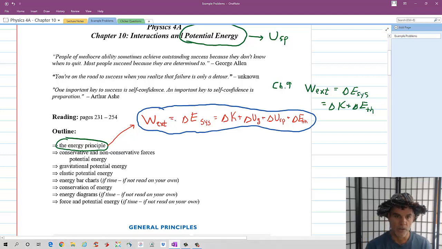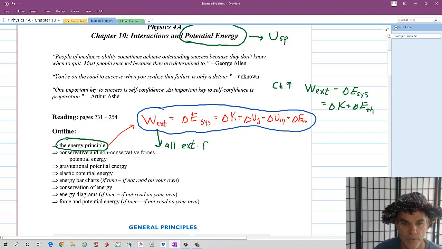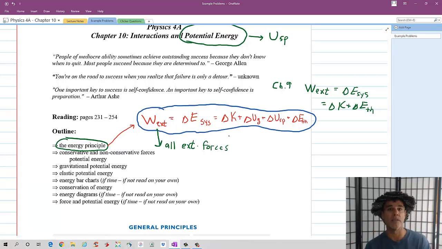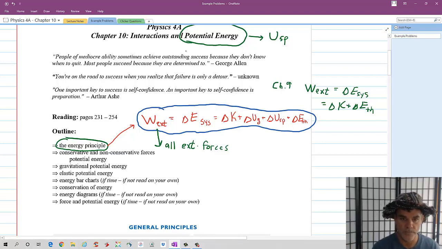We still have the work done by all external forces. Keep in mind, you get to define the system however you want. Anything that's not the system is the environment. Any forces the environment exerts on the system will change the overall energy of the system, and it can change the kinetic energy, the potential energy, the thermal energy, or some combination of all three. This work done by external forces is the sum of the work done by all external forces, and that results in the energy of the system changing.